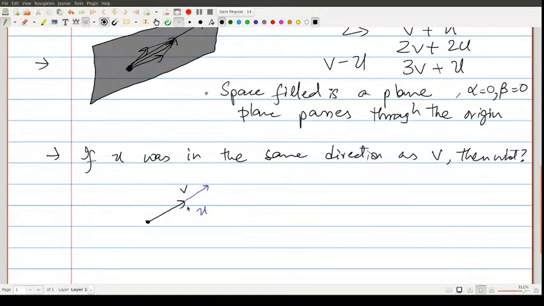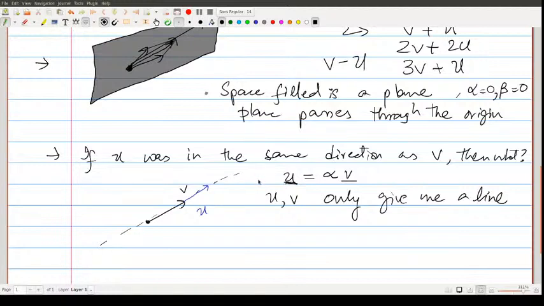And the answer to that is, of course, not, because if I take any linear combinations, the problem is that since U is in the same direction as V, I know that I can get any vector in this same direction by just taking some alpha times V, right? So if U is in the same direction as V, I can write that U is some scalar multiple of V. In which case, the space that I get, U and V, only gives me a line. They do not give me a plane. I can't take linear combinations of U and V to get something in some other direction. It will only give me the line. So it's possible that linear combinations of two vectors can combine to just give you a line. And that happens when they're in the same direction, right?